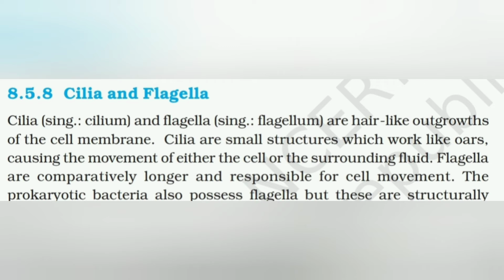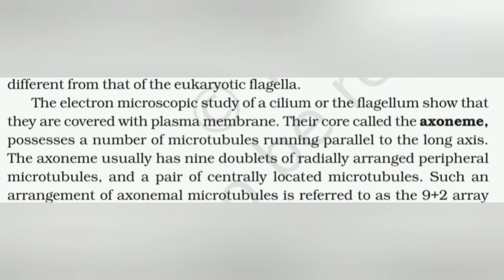Cilia, singular cilium, and flagella, singular flagellum, are hair-like outgrowths of the cell membrane. Cilia are small structures which work like oars and cause the movement of the cell or the surrounding fluid. Flagella are comparatively longer and responsible for cell movement only. The prokaryotic bacteria also possess flagella, but these are structurally different from eukaryotic flagella. The electron microscopic study of a cilium or flagellum shows that they are covered with the plasma membrane.